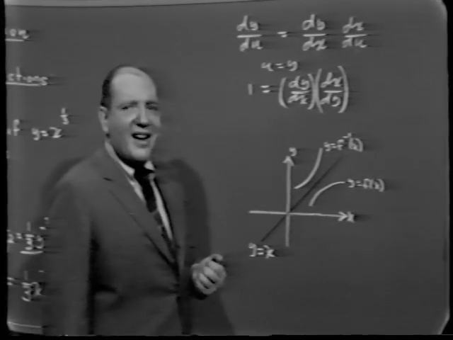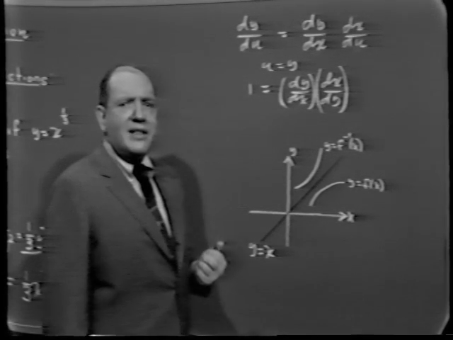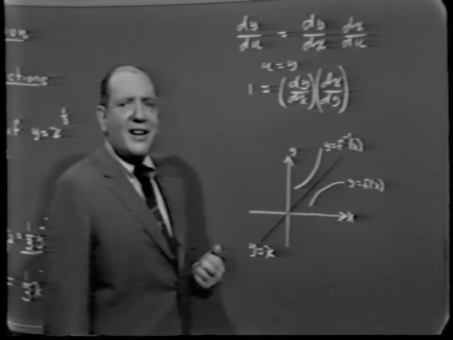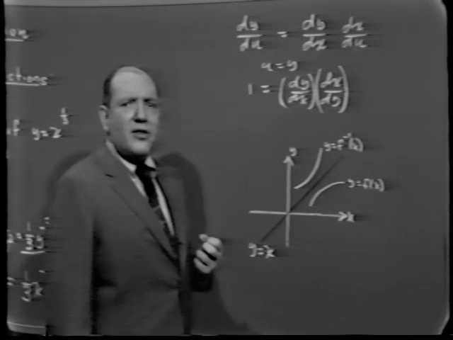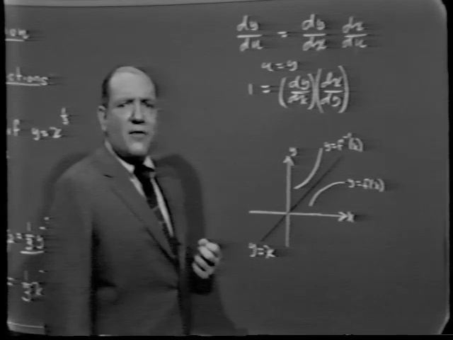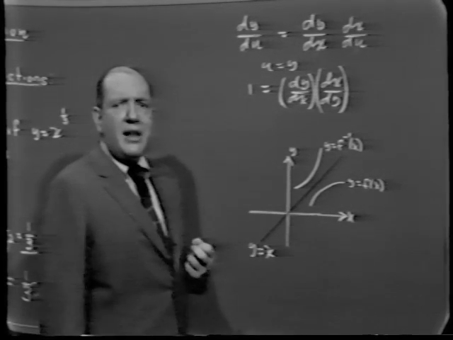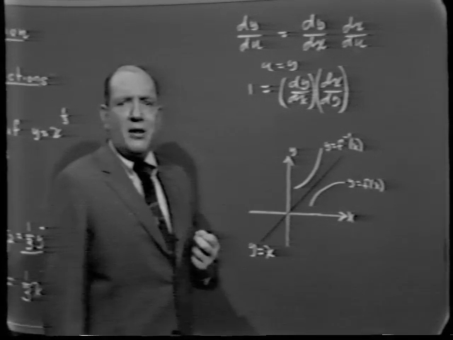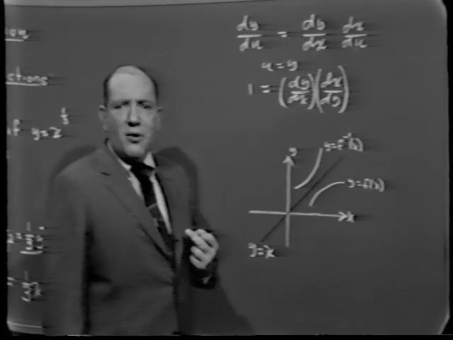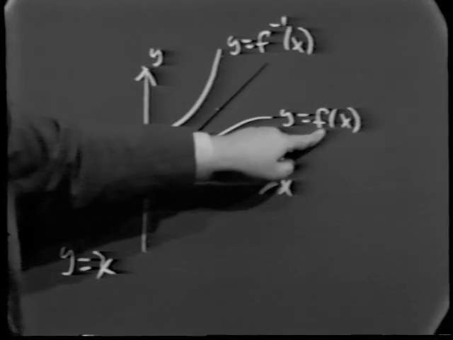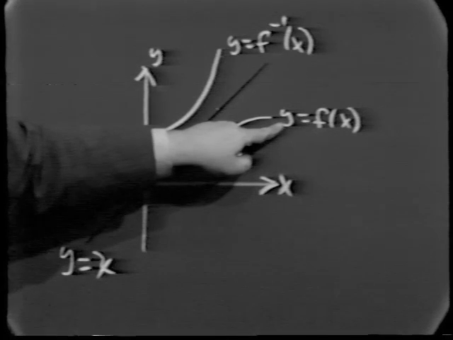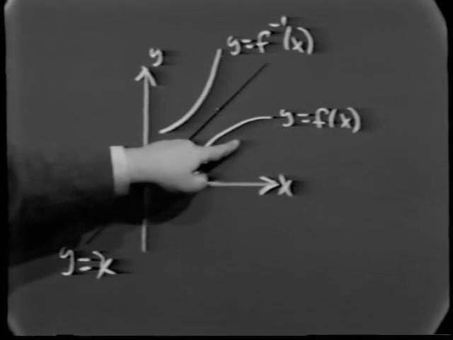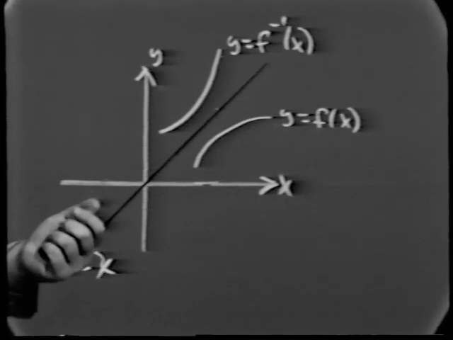Now you see, we have a particularly simple geometric argument as to why an inverse function should be differentiable if the original function is differentiable. Namely, pictorially, what does it mean to say that a function is differentiable? It means that when you plot its graph, the graph is smooth. In other words, if f is a differentiable function, the curve y equals f of x will be a smooth curve.